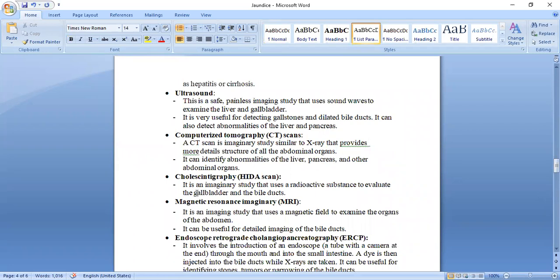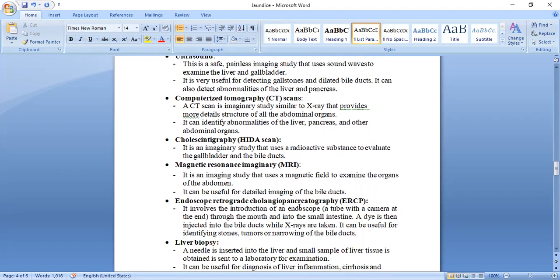Okay, and this one, cholecystography. What does it mean? Here we are using a radioactive substance to evaluate the gallbladder and the bile ducts. This is also called HIDA scanning of the gallbladder and bile ducts. Okay, in the MRI, by using a magnetic field, we can take out the photographs more clearly. So again, in detail we will check the bile ducts or other organs.